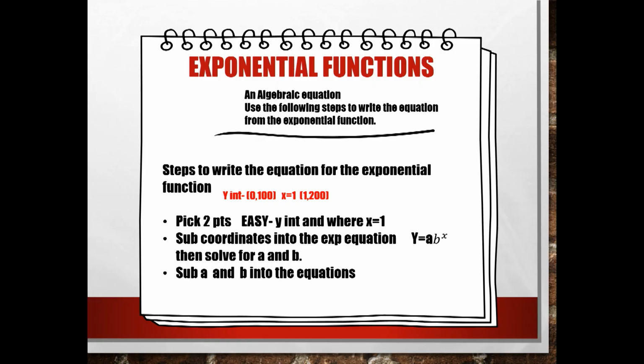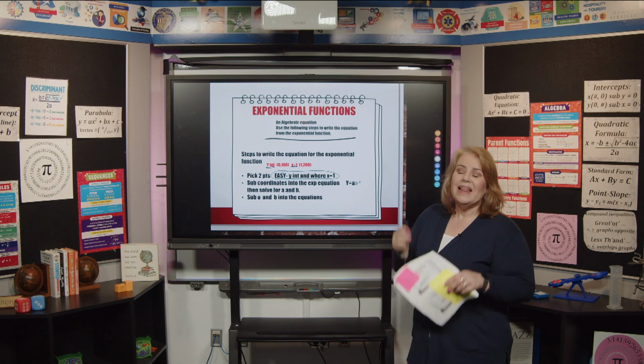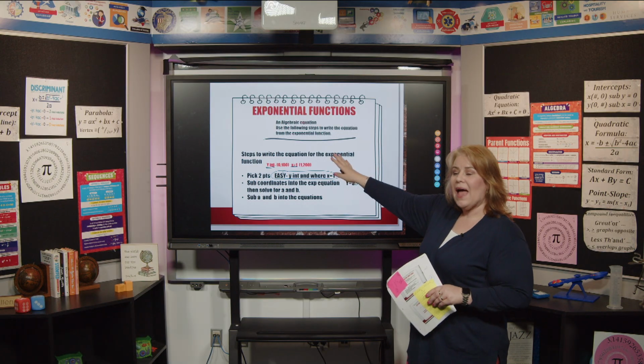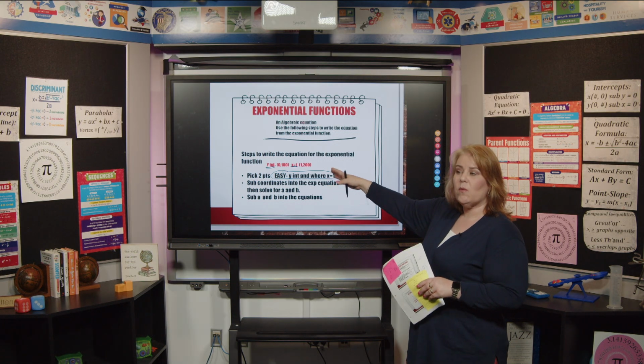First, we're going to use our y-intercept and where x equals 1. That's just what we're going to use. It says pick 2 points. The easiest are these, and so that's what I said. You can use any points on the graph, but the easiest, we're all about the easy, right? So the easiest would be where I have my y-intercept and where my x equals 1.